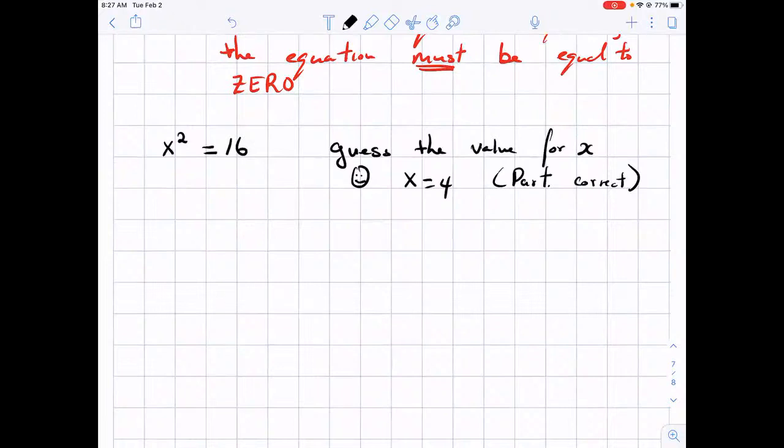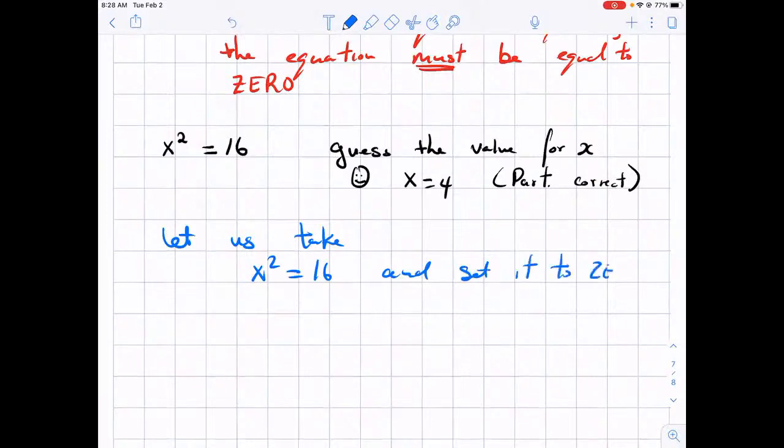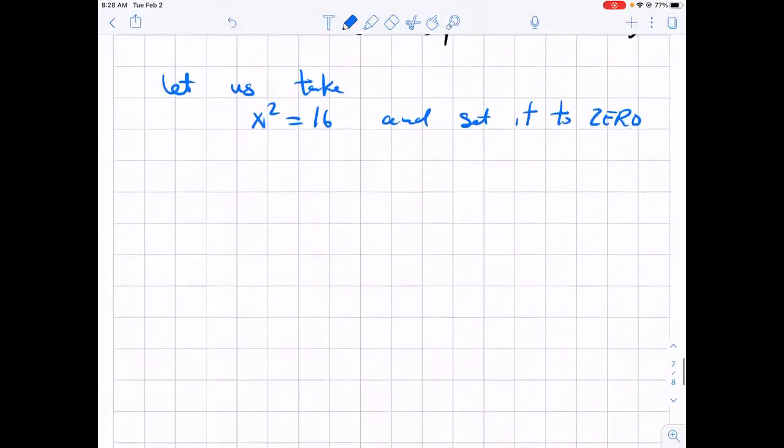So if we set it equal to 0, let us take x squared equals 16 and set it to 0. Meaning we will minus 16 on both sides. And if we do that, we have x squared minus 16 is now equal to 0.